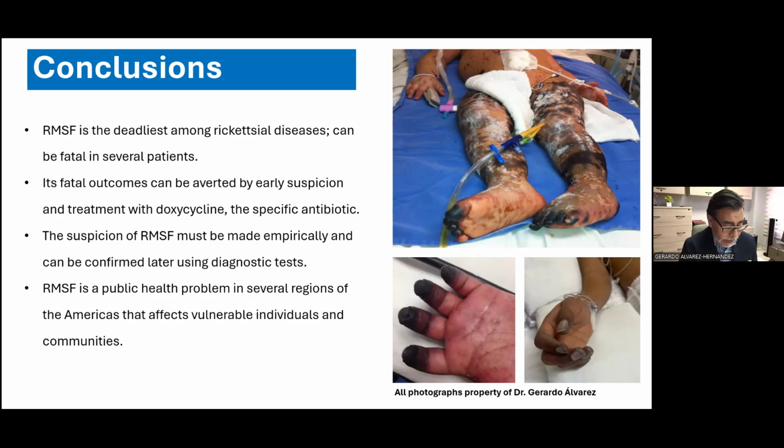RMSF is a public health problem and may be a neglected disease in several regions in the Americas, which affects disproportionately vulnerable individuals and communities. And finally, you can suspect RMSF in a febrile patient with a history of tick exposure and or being in contact with infested dogs.